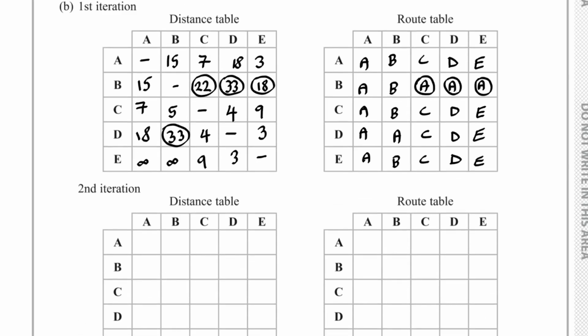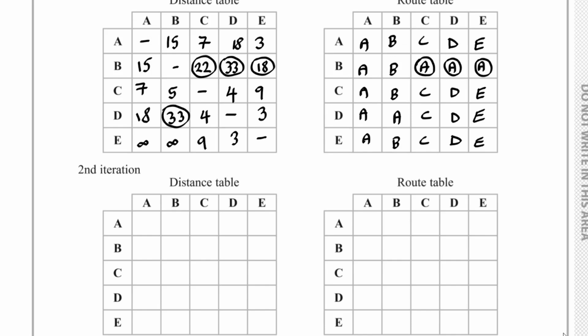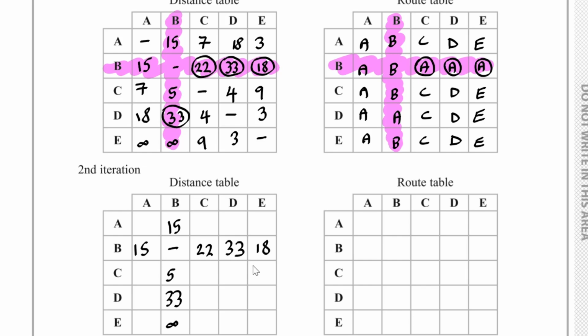Let's now move on to our second iteration. So, for our second iteration, this time, instead of looking down A and across A, we look down B and across B. Obviously, we highlight those in the distance and route tables, and whatever I've highlighted remains the same. So we have 15, a dash, a 5, a 33, and an infinity, a 15, a 22, a 33, and an 18 here. And then here we have A, B, A, A, A. Here we have B, B, A.